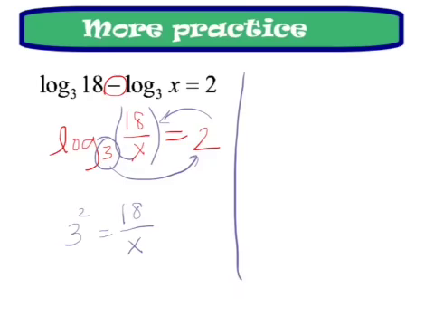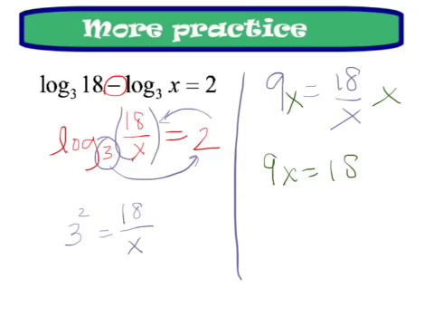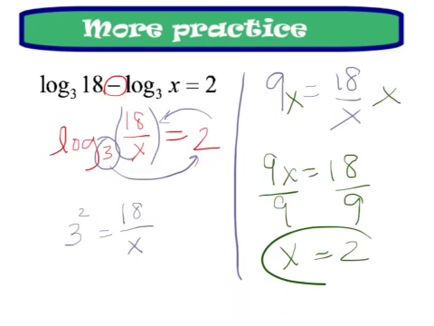And now I can solve this. 3 squared is 9. And if I can't see that x should be 2, I can just use my algebra to solve it. Times x, I get 9x equals 18, and sure enough, x equals 2.